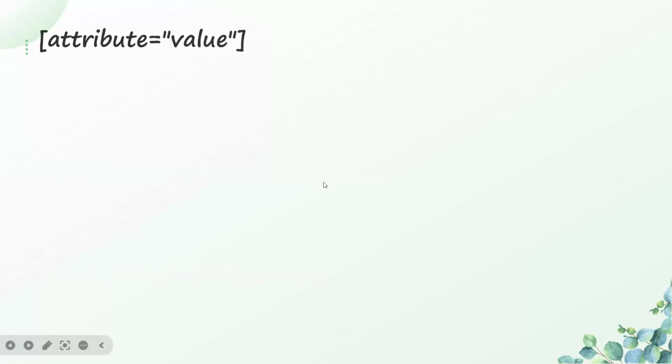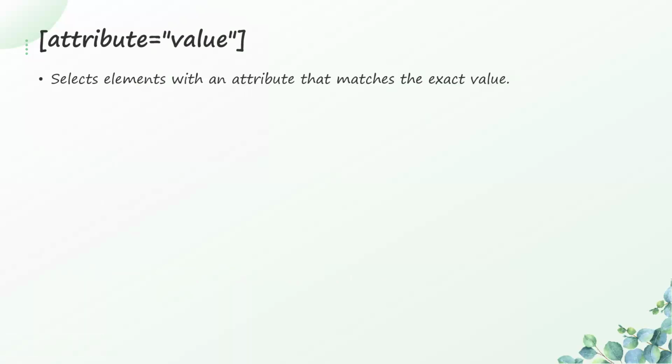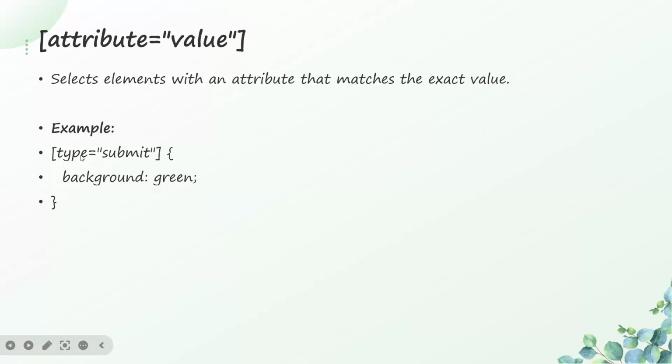Now you can make it more specific by saying, I want the title or the class attribute to have this particular value. So here we are saying we want the attribute to have a particular value. This one selects elements with an attribute that matches the exact value. Here we are saying we want the submit button, the button that has a type equal to submit.